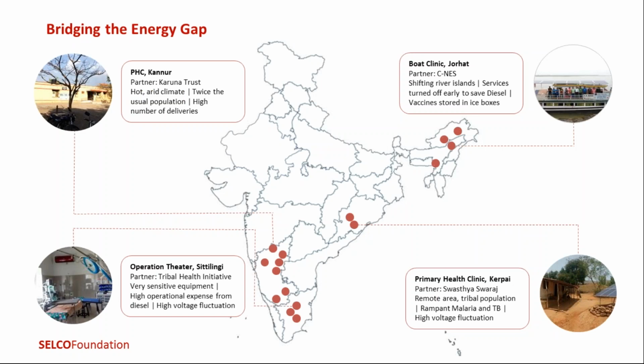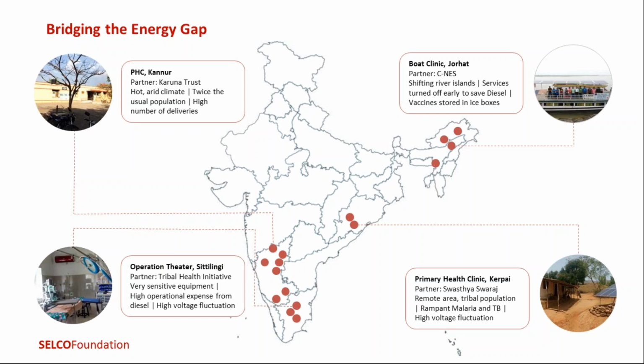The second context on the bottom left is an operation theater that is run by a partner, Tribal Health Initiative. Tribal Health Initiative is an organization that works across verticals in tribal area in central Tamil Nadu. And here is specifically an operation theater which has very sensitive equipment, and it's the same problem here. There's very large fluctuations in voltage, and when they use diesel generators to actually bridge this gap, they spend more than 15,000 rupees per month on just the diesel expense.